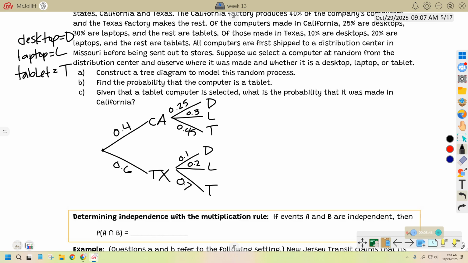California makes more desktops and laptops percentage-wise. Texas makes more tablets percentage-wise. Good.